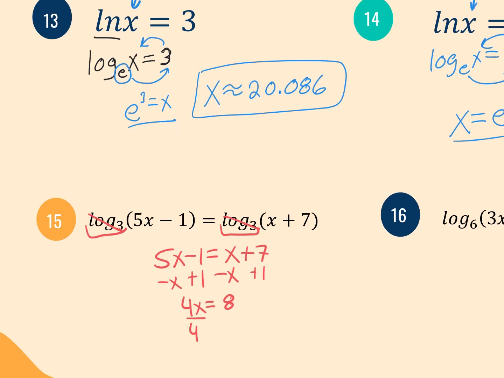Divide by 4, and then you get x equals 2. All right, now you want to make sure that when you plug it in, you don't get a negative, right? So if you plug it in here, you get 10 minus 1, which is positive, so it does work. And when you plug it in here, you get 2 plus 7, which is positive 9, so it does work there as well. All right, so that means 2 is a valid solution.